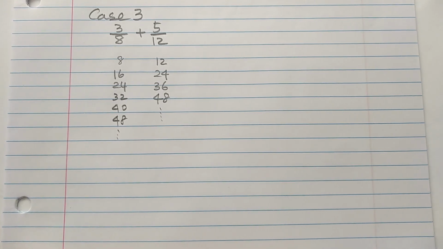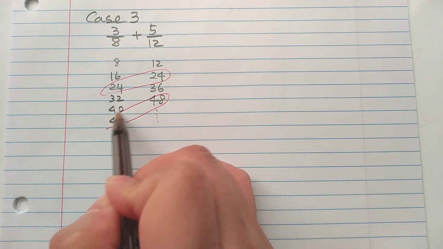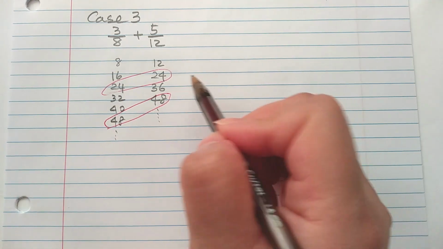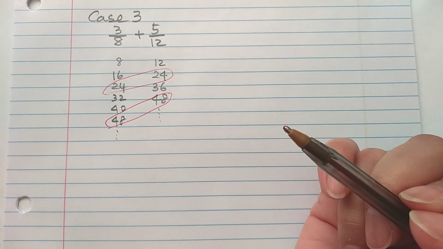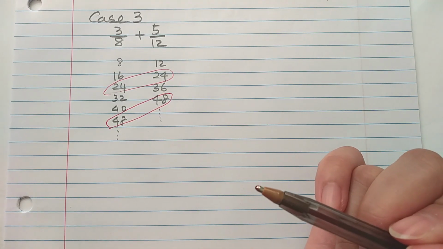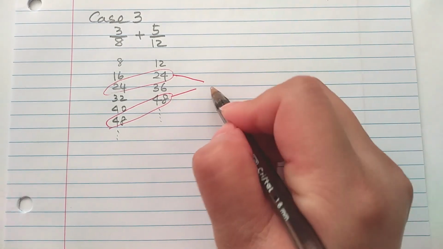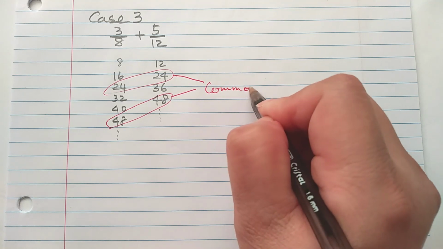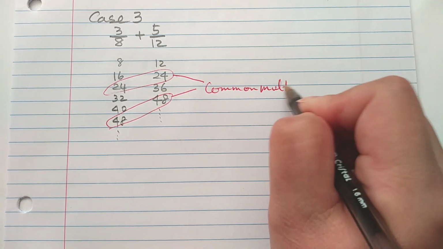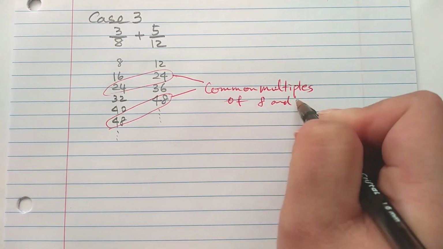Now, did you find the common numbers here? 24 and 48 are common numbers in the list. Are there going to be 96 somewhere down here? Yes. As a matter of fact, there are infinite common multiples. We call them common multiples of 8 and 12.